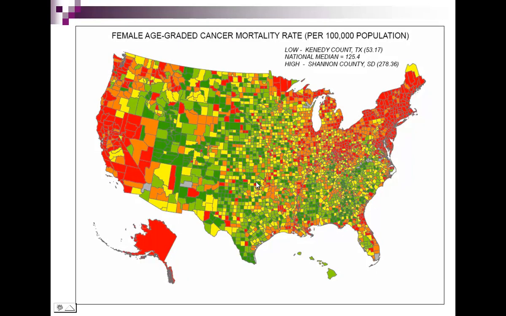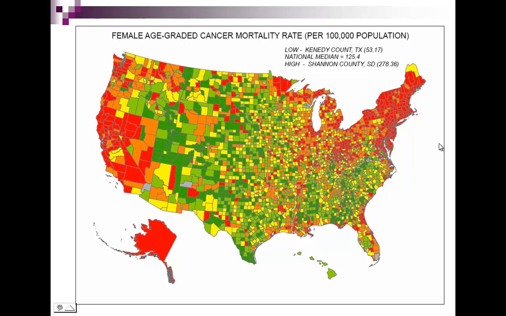This is a pretty complex map here. This is female age-graded cancer mortality rate standardized per 100,000 population, and this is for females. We might talk about this map in public health and what all this female age-graded rate means. What does all this really mean?